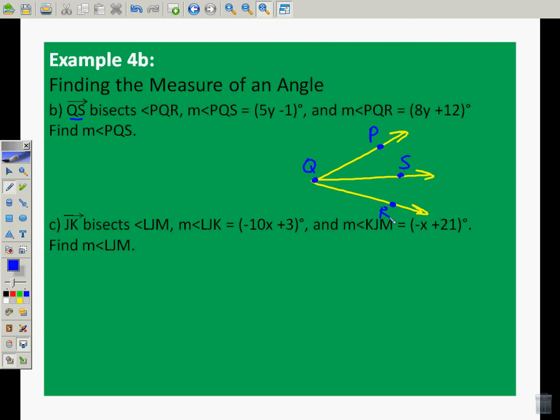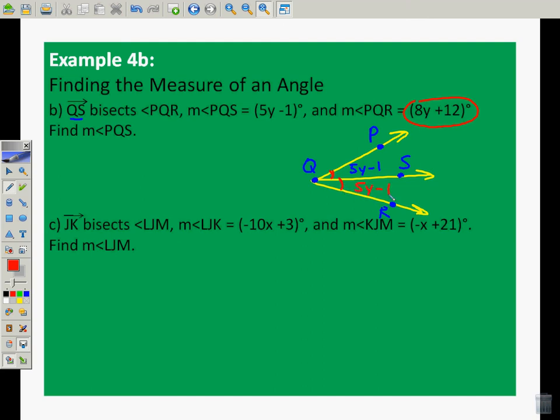So PQS is 5y minus 1. See what happens here. I've got a point where I know that this is a bisector, so these two are equal. Okay? So if that's 5y minus 1 and PQR, the whole thing, is 8y plus 12. So this whole deal is 8y plus 12. Well, what does that mean? What can I say about the other angle in there? Remember, these are congruent. So I could also say that this is 5y minus 1.